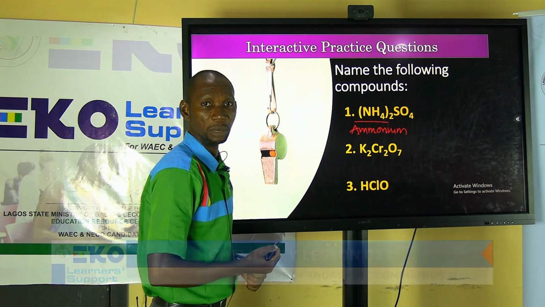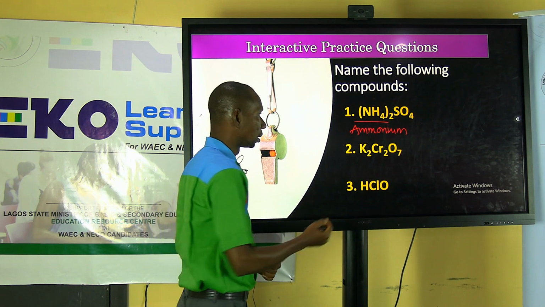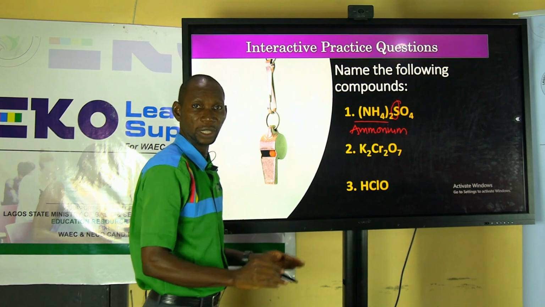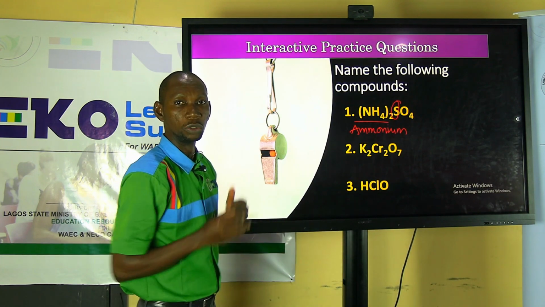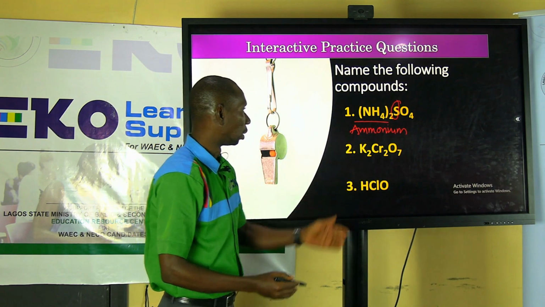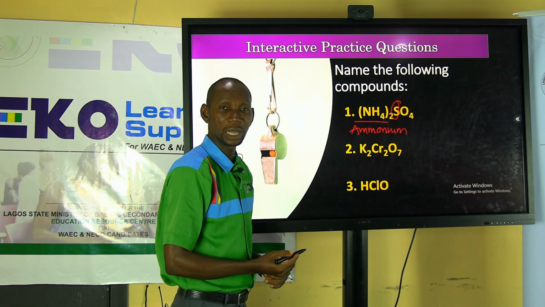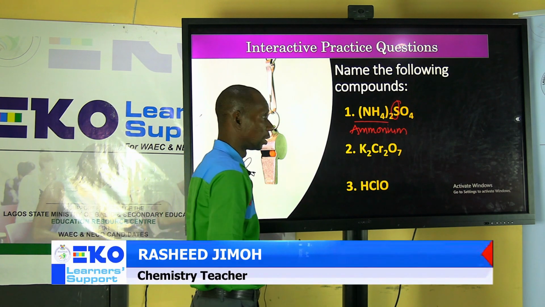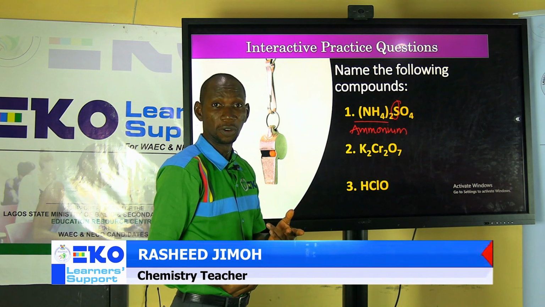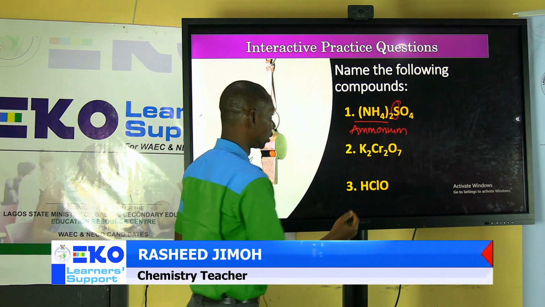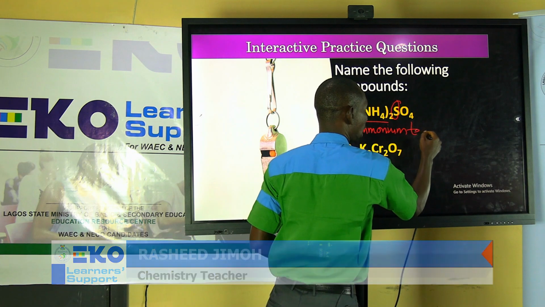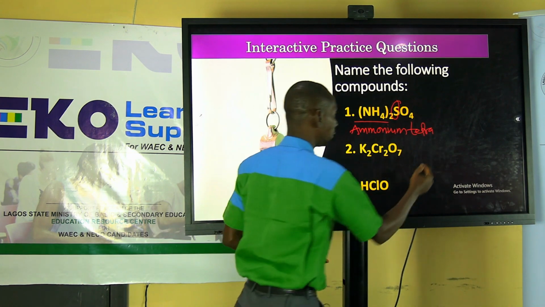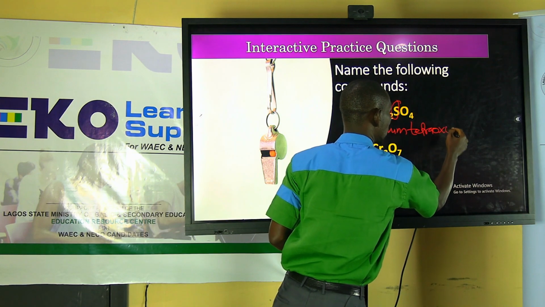Now, what is the middle element here? Awesome. The middle element is sulfur. So leave it and move to what? To the oxygen part. When you get to the oxygen part, answer this question. How many oxygen are there? You are right. There are 4. And for 4, we use what? Tetra. So that is tetraoxo, because we are referring to the oxygen, tetraoxo.